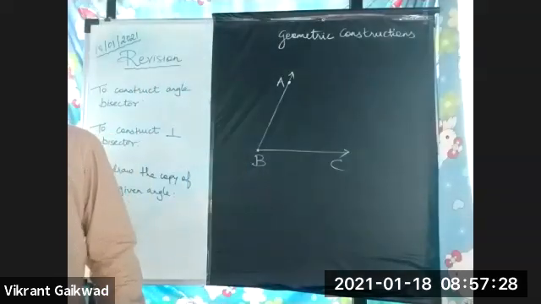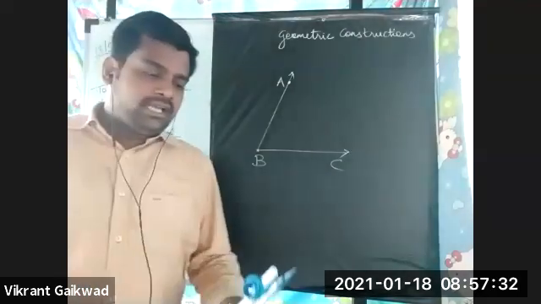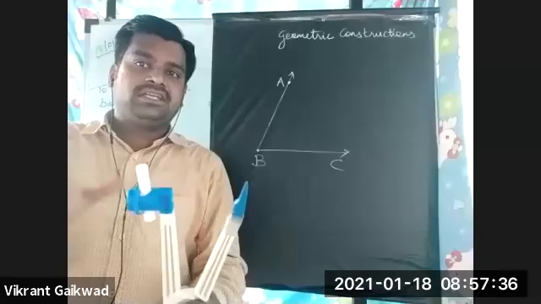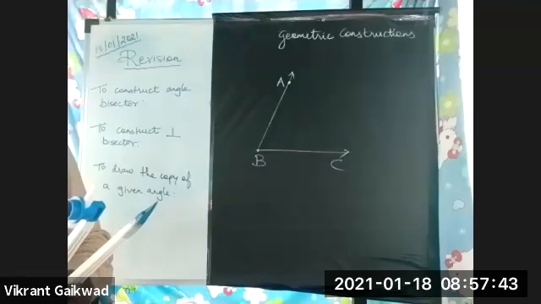Now, when you start your construction, you have to take B as the center and any radius. Check what I'm telling you. Is this clear to you? Draw an arc to intersect rays BA and BC. Understand? Check.